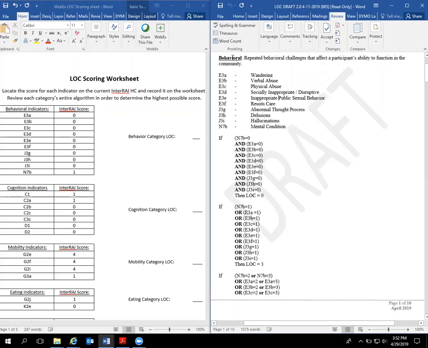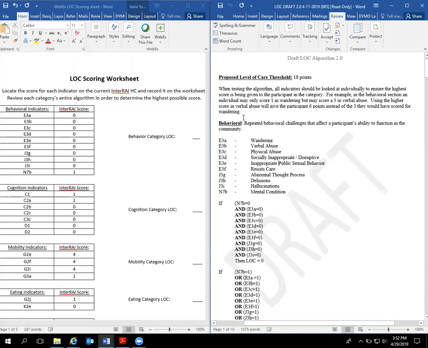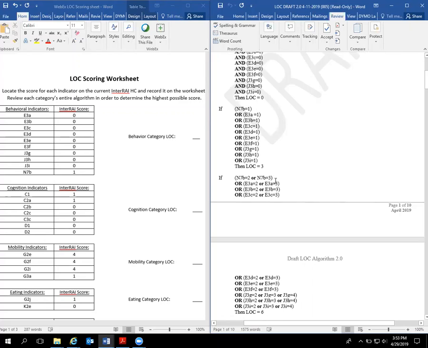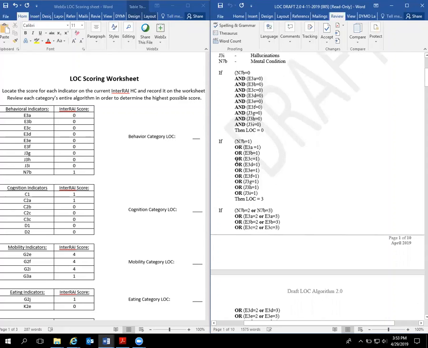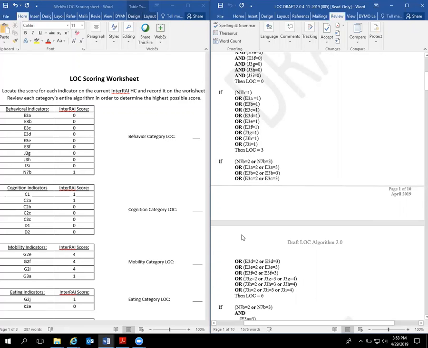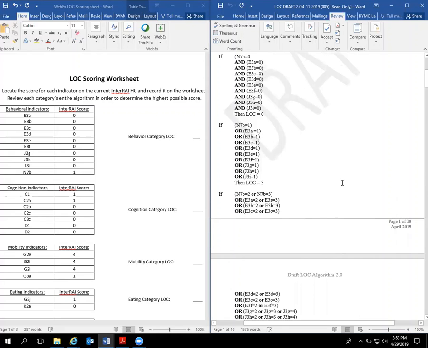The algorithm is broken down into categories, as I mentioned before, and each category has the algorithm for each possible score. So in behavior, a participant can score a 3, 6, or 9. These algorithms represent the minimum qualifications or the minimum criteria that a participant would need in order to score at that level. So this is not computer code. This does not have every possible combination of answers that a participant could have for these indicators. It is just the minimum criteria. For that reason, it is possible for a participant to meet the criteria for a 3 and the criteria for a 6. In that case, you want to make sure you're always scoring the participant at the higher of the scores that they meet the criteria for.